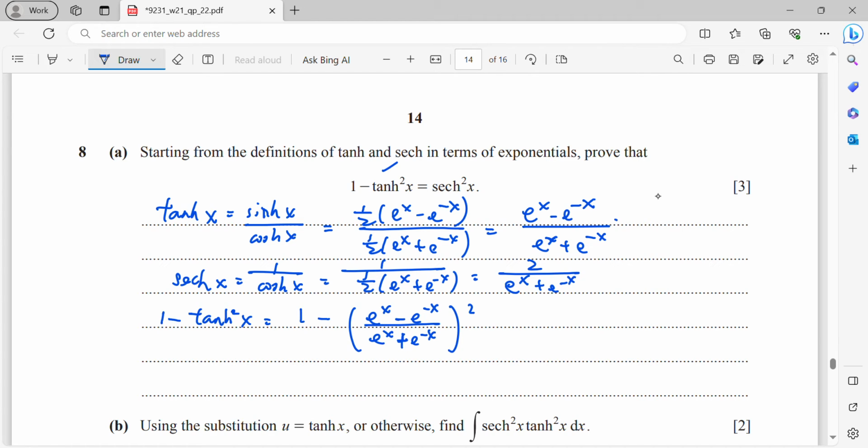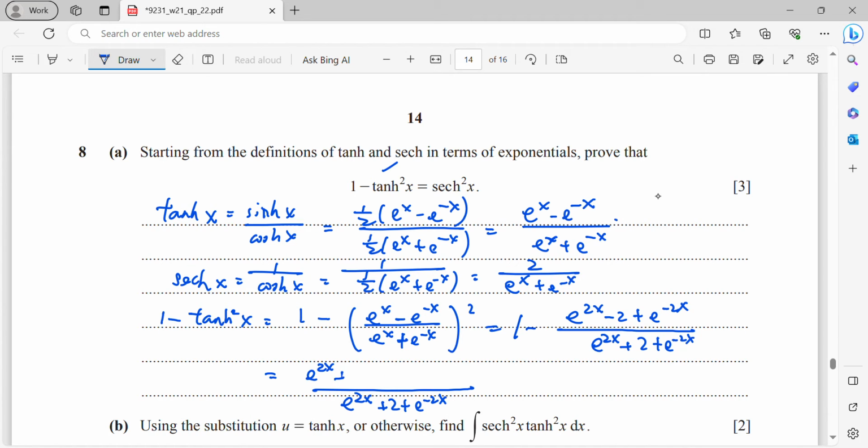So it will be 1 minus the square of this term. Now I will do the expansion for the quadratic. Then you will get e^(2x) plus 2 plus e^(-2x), and here e^(2x) minus 2 plus e^(-2x). Okay, and I get the same denominator. Then here you get e^(2x), so multiply by 1. Just rewrite the denominator. Bring in the minus to these 3 terms.